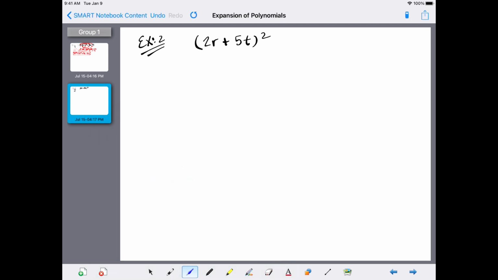So here in example 2, we have 2r plus 5t all squared. So again, just before we make a mistake here, because it's a very common mistake that people like to make with this type of question, let's think about what something squared means. So if we have something as simple as 5 squared, for example, what is 5 squared? Well, when we square something, it just means we want to multiply it by itself. So that's the same thing as 5 times 5, which we know is just 25.